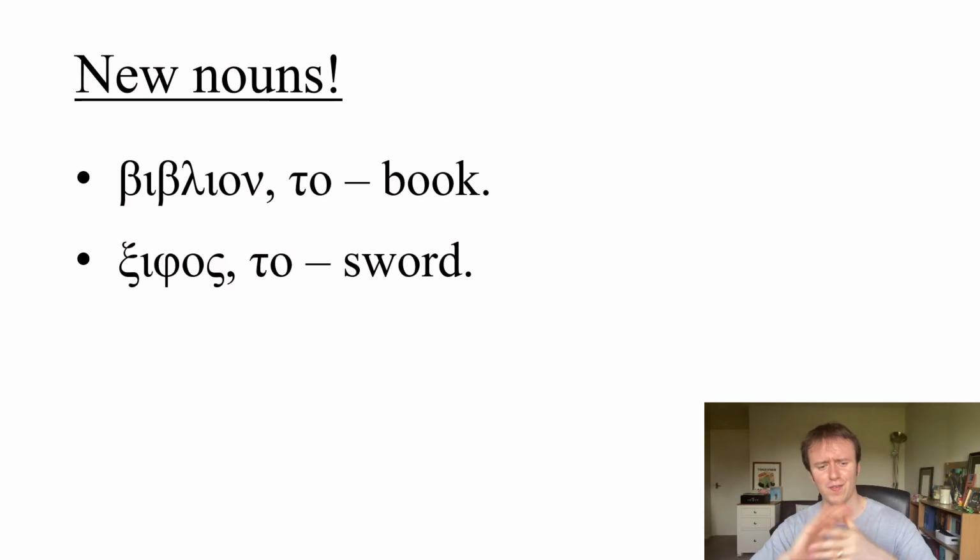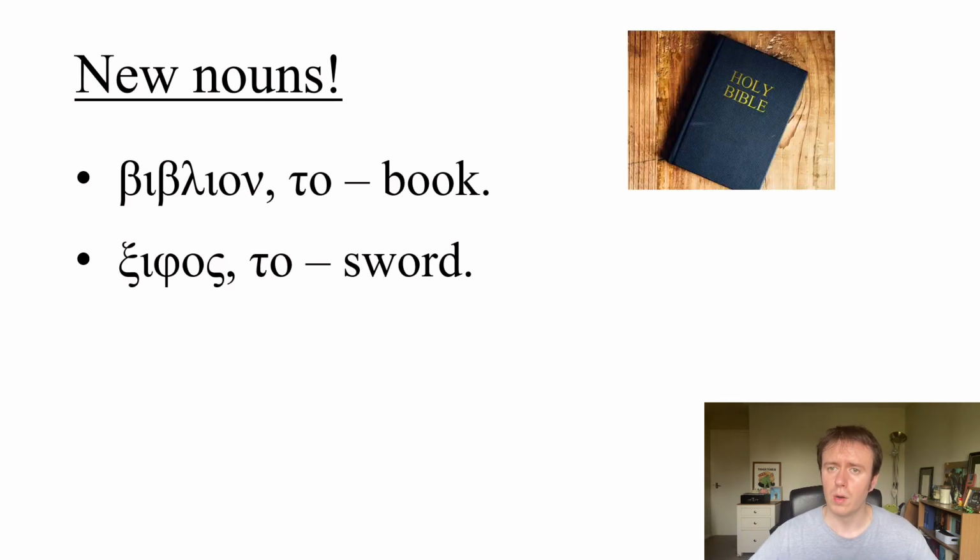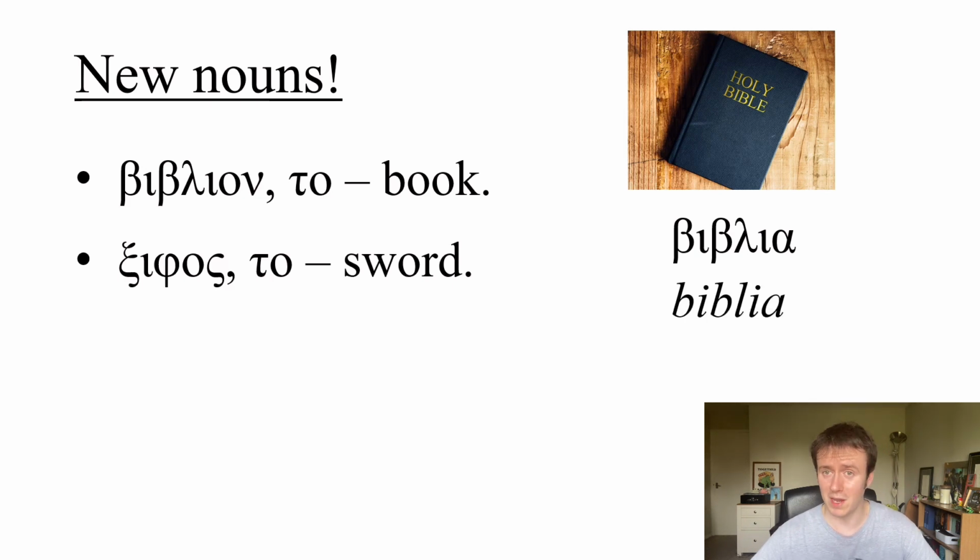And as a fun fact for you, let me give you some derivatives from these nouns. That is to say, words we get from these nouns. The first one, biblion, meaning book, gives us the word Bible. The word Bible comes from the nominative plural form of biblion, which is biblia, meaning books. And if we transliterated this word, biblia, we would get biblia, which is where we get Bible from, because the Bible is a collection of different books.